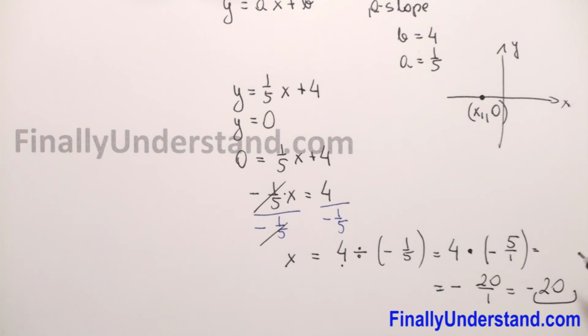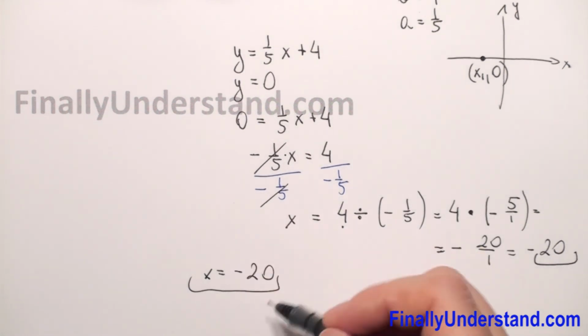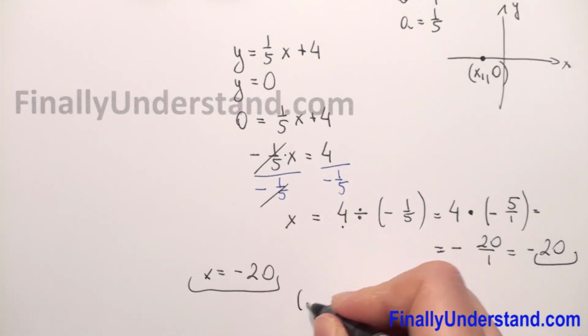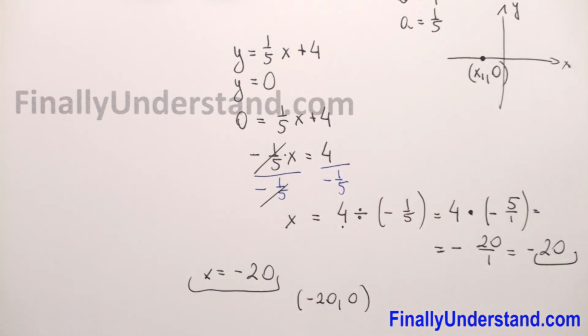We found the x-intercept of our line. X is negative 20. This is my solution. If you want to write the coordinates of this point, it will be negative 20 and 0. This is my solution.